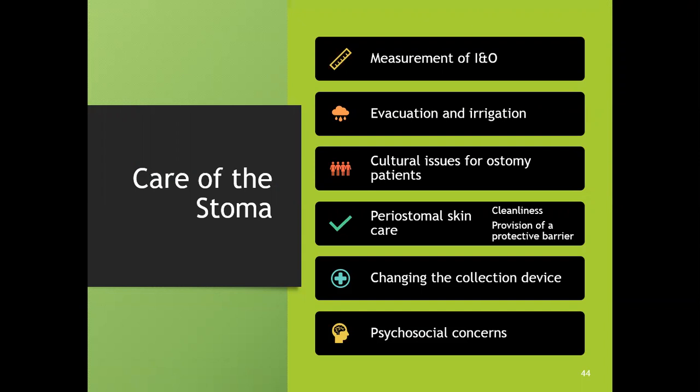Cultural issues for ostomy patients. Well, we already talked about psychosocial issues with ostomies. Ostomies are tough. I mean, you've got poop coming out of your body in a hole into a bag, and that can be a little bit disconcerting for certain groups. For example, the Jewish people, for example, don't allow people to use running water or electricity during certain periods of time.